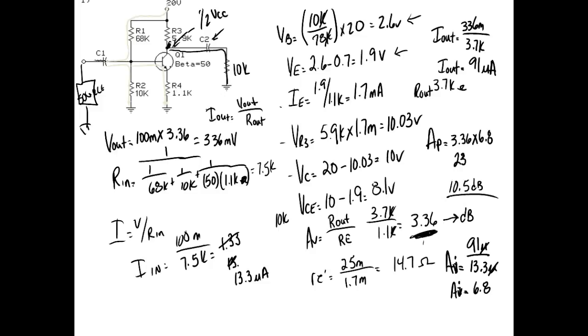So that's the first circuit. Anything else? Of course, we could do dB on our power. So dB on our power would be 10 times the log of 23, right? Okay, any more you want to work?